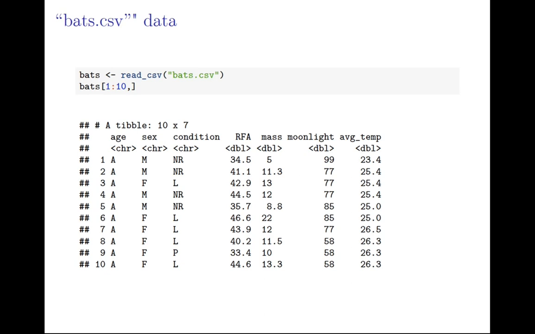And so just a quick rundown on the dataset bats.csv. You have your age of bats, so they're either adults or juvenile. You have their sex, male or female, their condition, their RFA, which is the length of their right forearm, their body mass, the moonlight, and the average temperature.